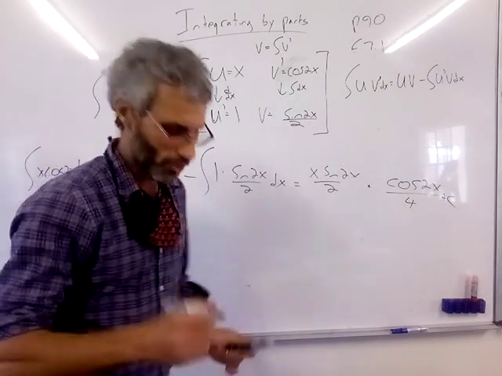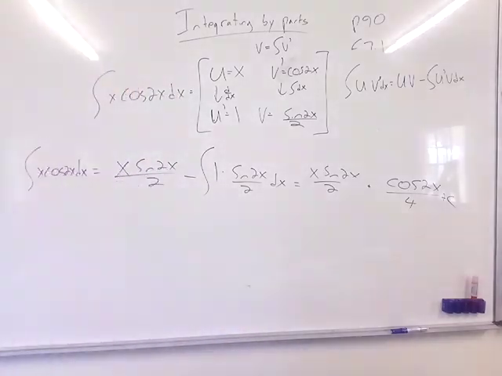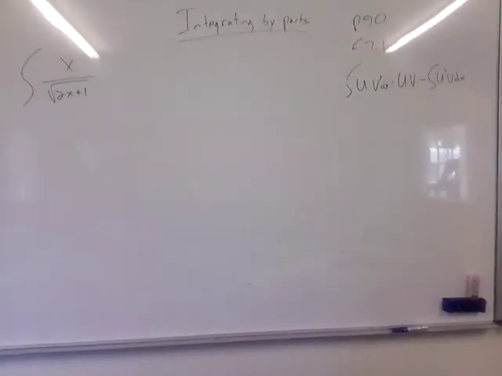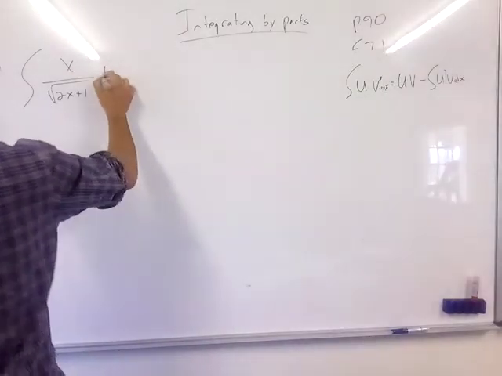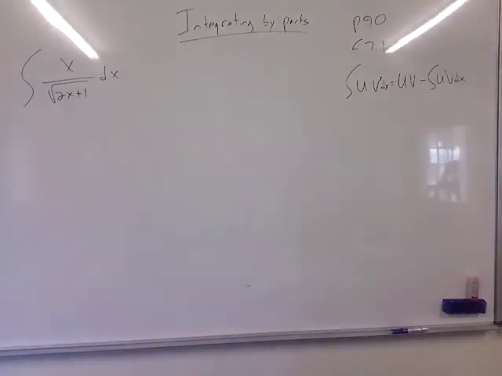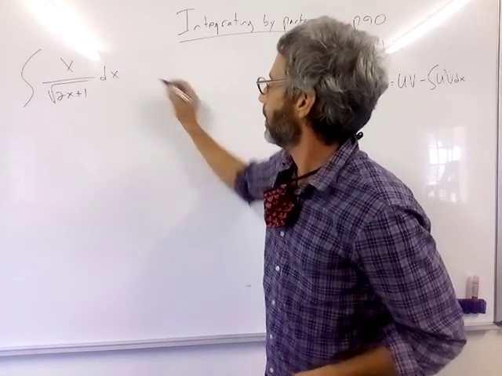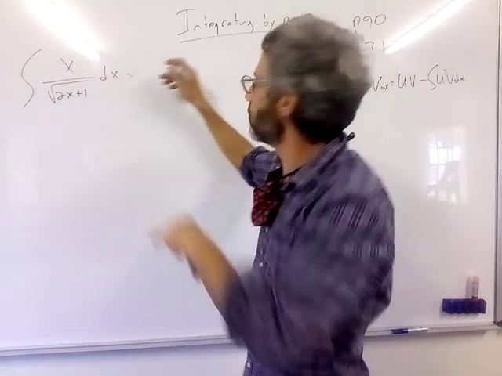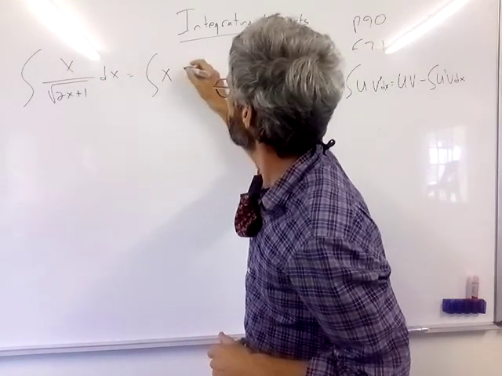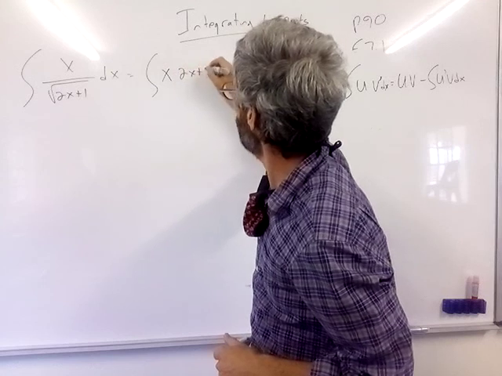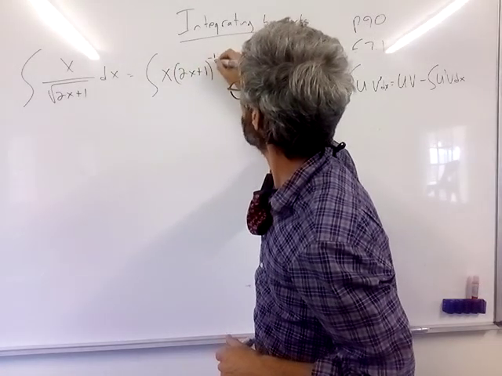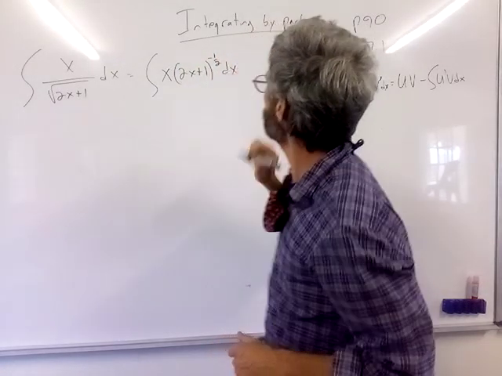Okay? I'll just pause and we'll do another example. Quite a few, I think. Okay, next one. Is it working? Yeah. x over square root 2x plus 1 dx. Okay, let's write it in a more reasonable way. So x times (2x plus 1) to the power minus half dx.